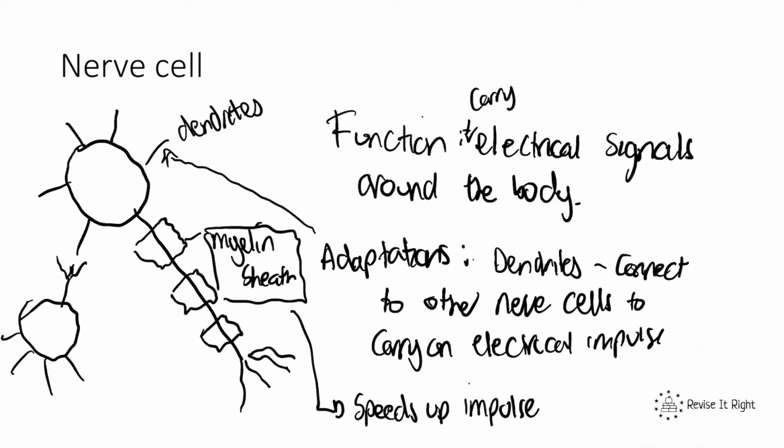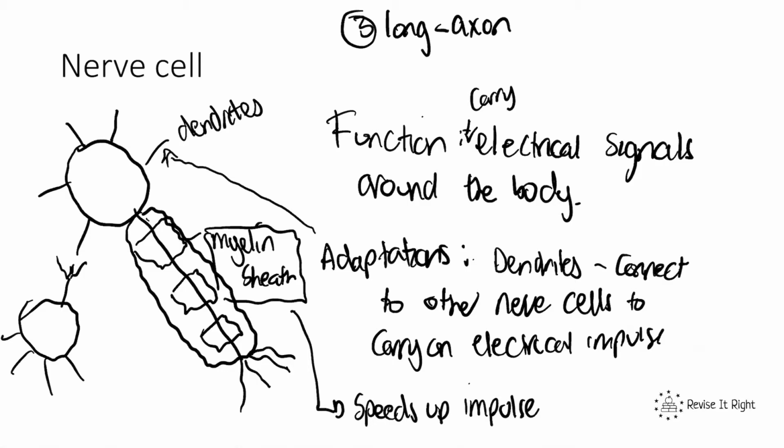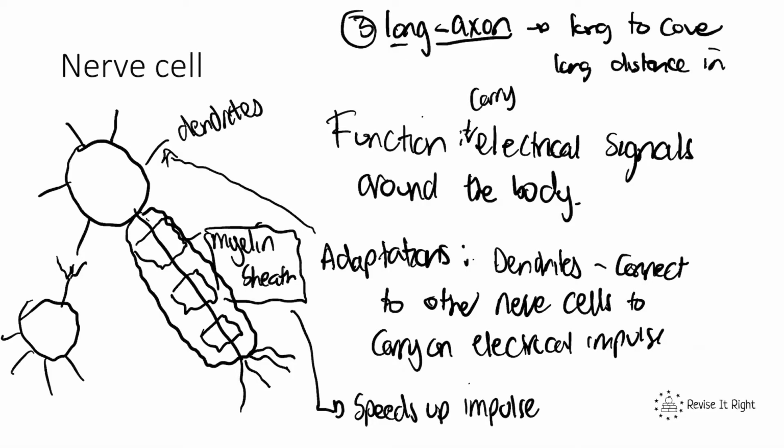And also a third adaptation is that they are long. And really they contain something called a long axon. Now the axon is this bit here I'm highlighting. Okay, this part here. Okay, that's important. Okay, so the long axon is really, really important to travel. So it's long to cover a long distance in our body. Okay, to get that electrical impulse to travel much, much further.